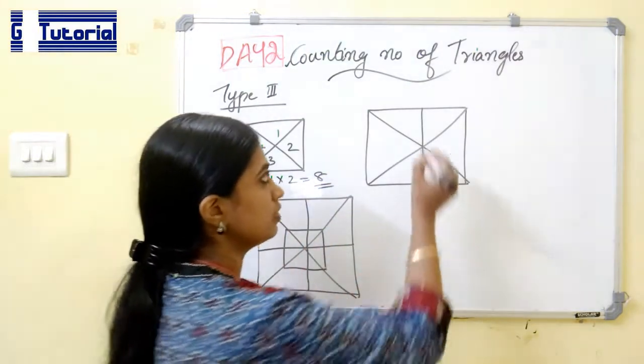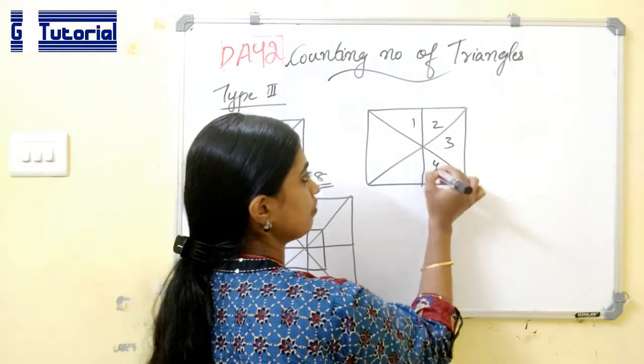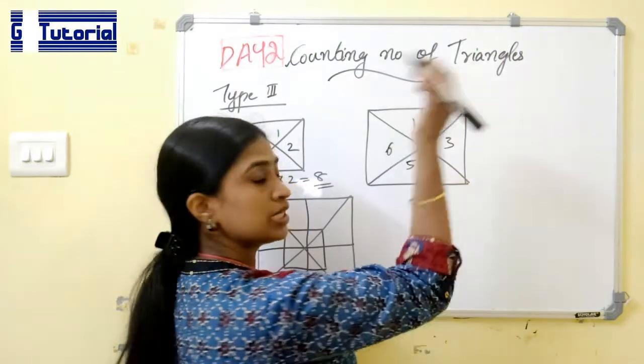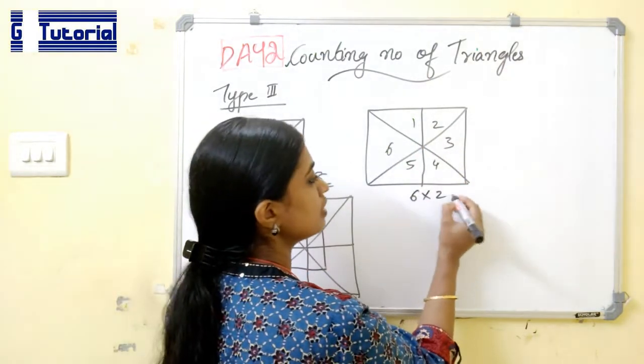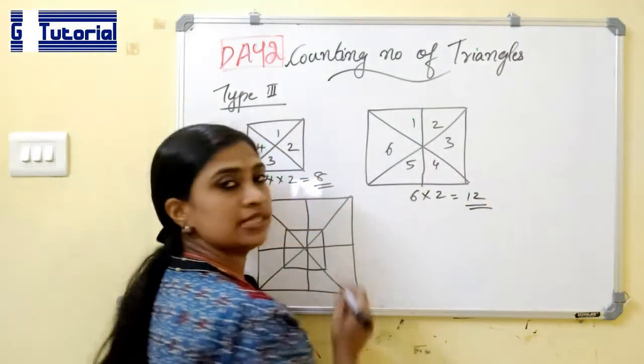Second problem. Just number 1, 2, 3, 4, 5, 6. 6 into 2, 12 gives the number of triangles in this figure.